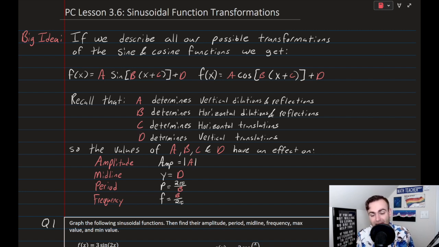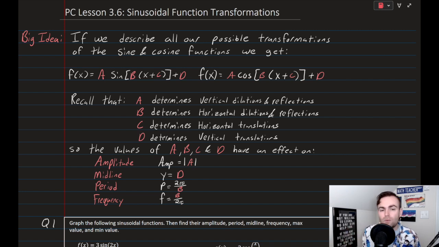So the a, and these are the same as what we've been doing, really: the a is your vertical dilations and reflections. Your b is your horizontal dilations and reflections. Your c is your horizontal translations, and your d is your vertical translations. So what you're used to, right? These are the major 4 ways we've modified functions before, or 6 ways, depending on how you want to count it.